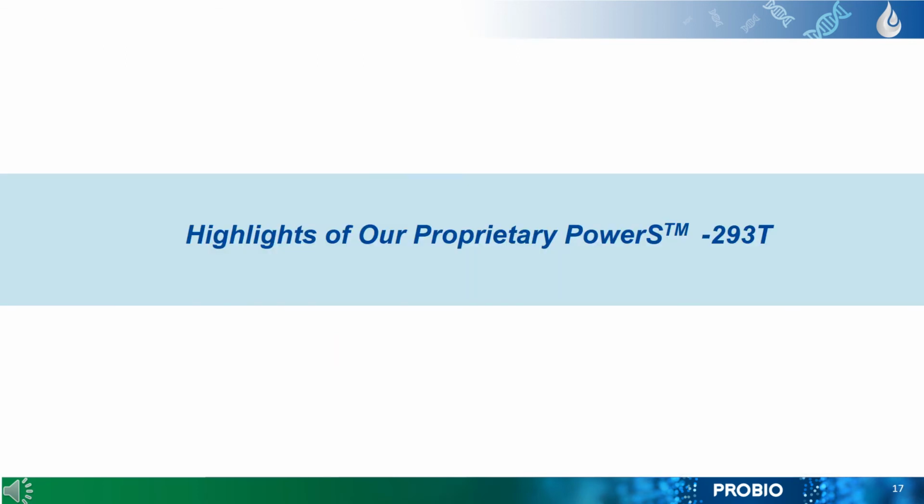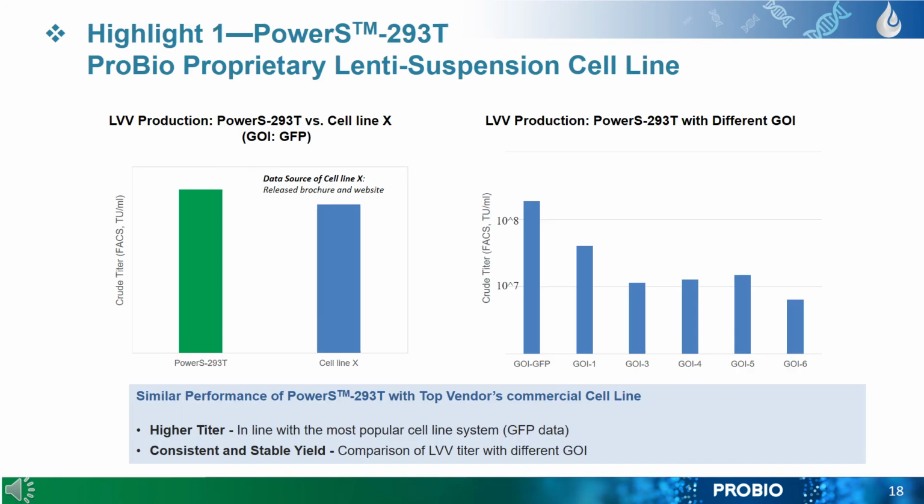Okay, after talking about how to optimize upstream and downstream process, I'd like to introduce the highlights of our proprietary suspension cell line, PowerS293T. PowerS293T is ProBio proprietary lenti suspension cell line.